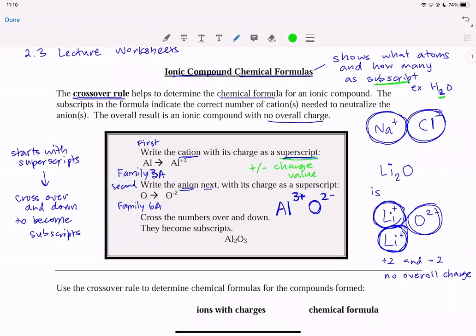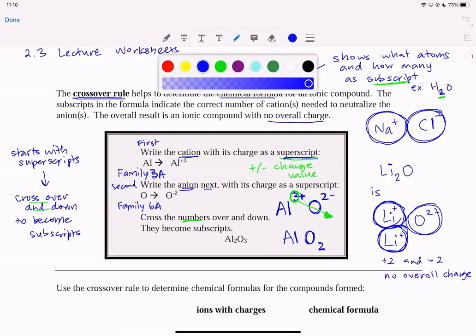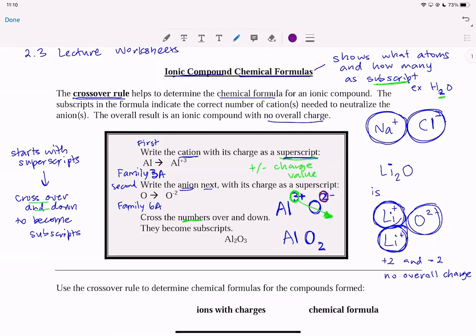Now is when you involve the cross over and down process. So what crosses over and down are only the number values. Just the number values cross over and down. So I'm going to circle this 3 and crossing over to the other element and down to become a subscript. Okay, so you will have then, I'm going to write this as Al, and then a 2 over here. Okay, and there's an O here also. So the other number, which I'm going to circle in purple, is a 2. Okay, so notice I didn't take the minus. I'm going to just take the number, and that crosses over and down.